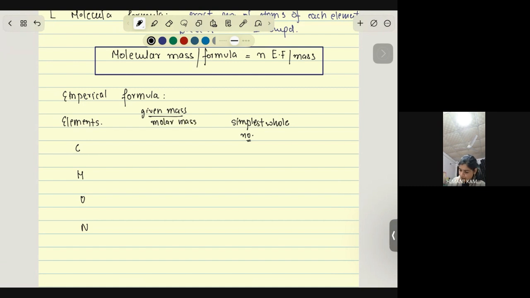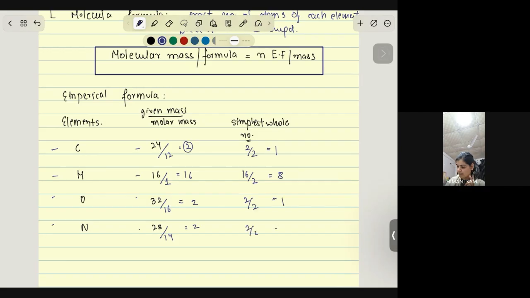Let's say for carbon the given mass is 24, for hydrogen it is 16, for oxygen 32, and for nitrogen 28. Now we have to calculate the empirical formula for this. In the first column, we write all the elements given in the question, then their given mass, and now we divide it by molar mass. The atomic mass of carbon is 12, hydrogen is 1, oxygen is 16, and nitrogen is 14. So it is 2, 16, 2, and 2. Now we will make it simplest by dividing by the lowest number: 2 by 2, 16 by 2, 2 by 2, and 2 by 2. We get 1, 8, 1, and 1.